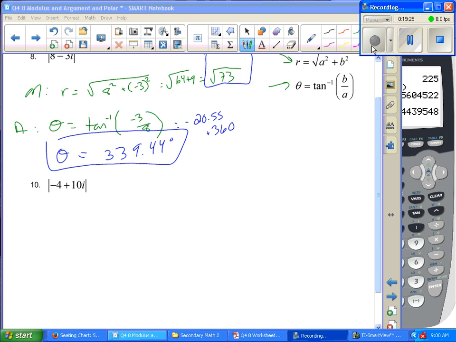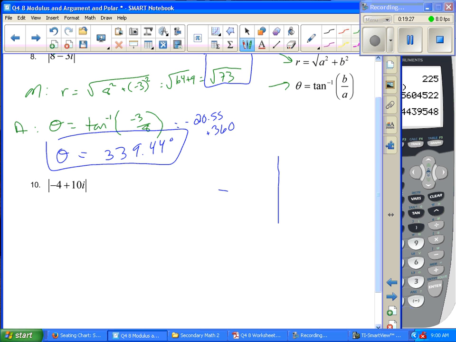Okay, so for 10, you should have first, like I would have roughly sketched it and knew that negative 4 would be over here, and then positive 10 would have been up here. So you should have been in the second quadrant. So then when you come up with your argument, you're going to have to get an angle that's between 90 and 180. So you know your angle has to be between 90 and 180. If it's not, then you know you either didn't finish it or you messed up somewhere. Okay, but I'm going to start with the modulus.